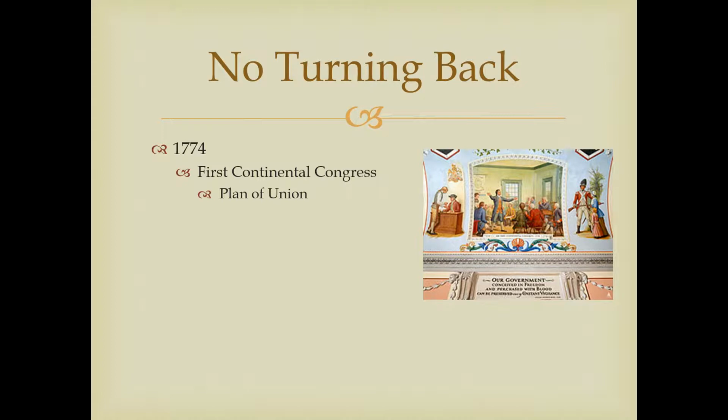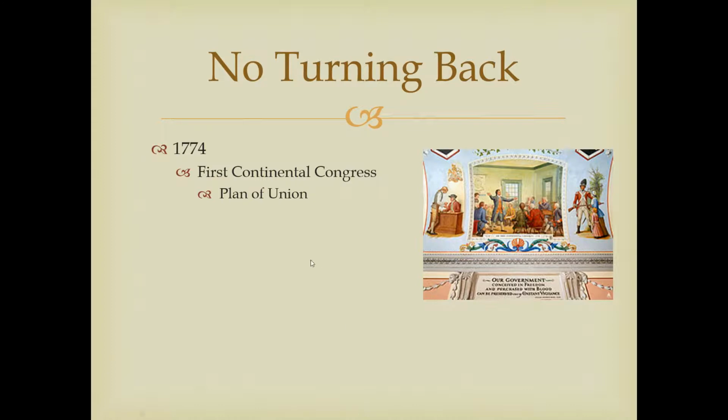They don't want to gain independence. They want representation of themselves in Parliament, or some sort of parliamentary access, and so they draw up this plan of union. It's sent to Parliament and to the King, and the King basically says no.